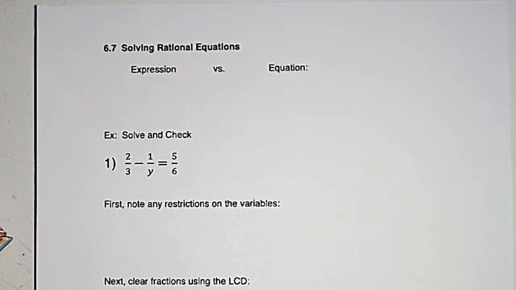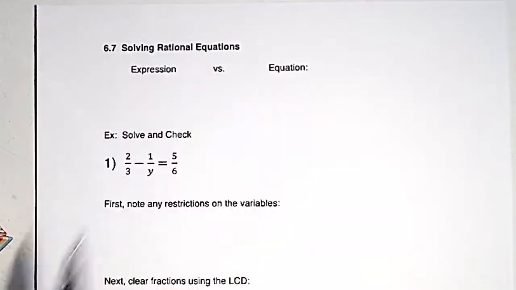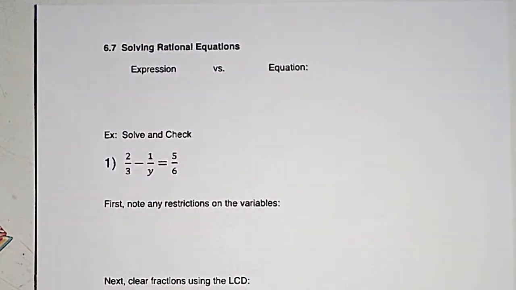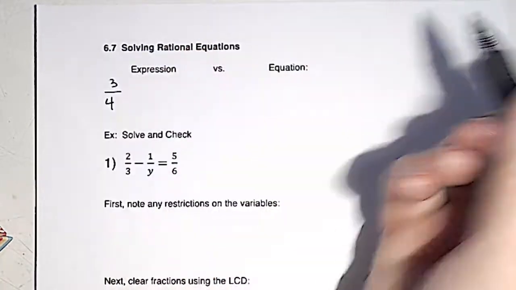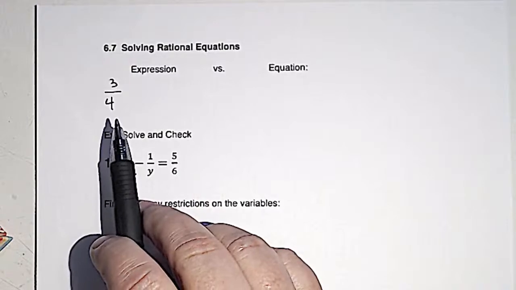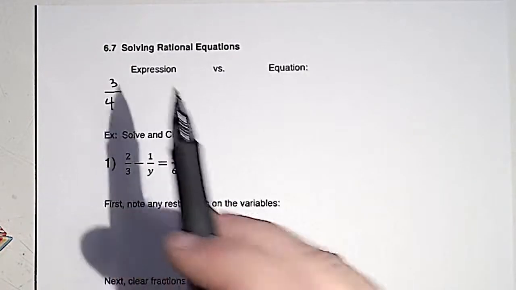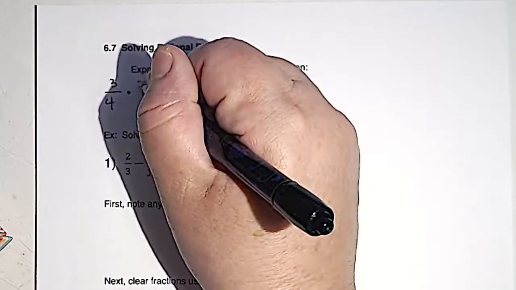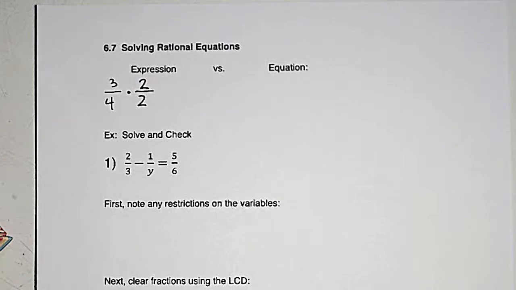Let's talk about the difference between an expression and an equation. An expression is something that doesn't have an equal sign in it. For example, if I just have the number 3/4, that is a rational expression. The only way to balance 3/4 is, if I want to, I could multiply top and bottom by 2, for example. I'm allowed to do that.